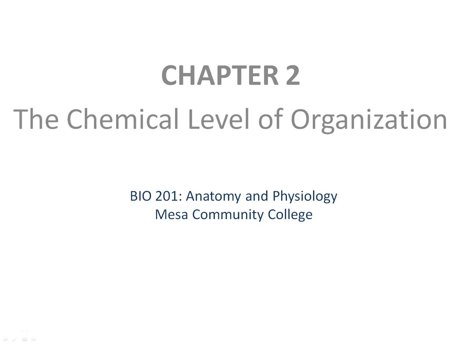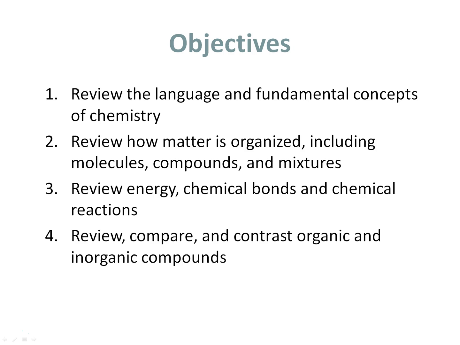Our second chapter involves the chemical level of organization. This is the smallest level of organization that we will be examining in this class. Basically, this chapter covers the chemistry you need to know for biology. Our objectives here are to review the language and fundamental concepts of chemistry, how matter is organized, including molecules, compounds, and mixtures, to review energy, chemical bonds, and chemical reactions, and review, compare, and contrast organic and inorganic compounds.